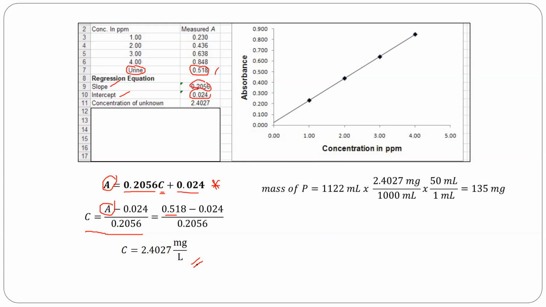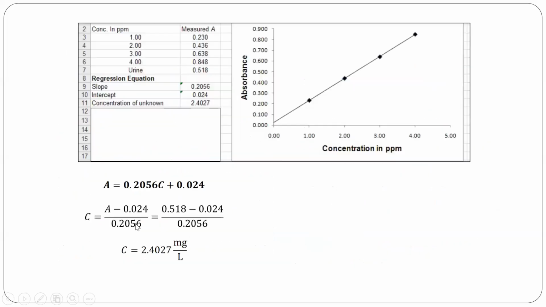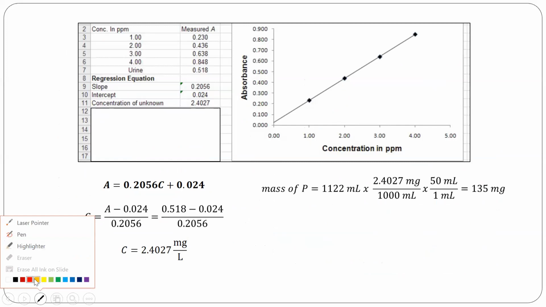So how do we calculate this further? Unang-una, gusto natin munang malaman, based on the problem, ito isa sa mga requirement, questions, gaano kadaming phosphorus. So let's check nga. The question is, yes, letter B, what mass in grams of phosphorus was eliminated? So, okay. So to get the mass of phosphorus eliminated by the person, okay, so ilan ba yung ihi niya? 1122 ml.